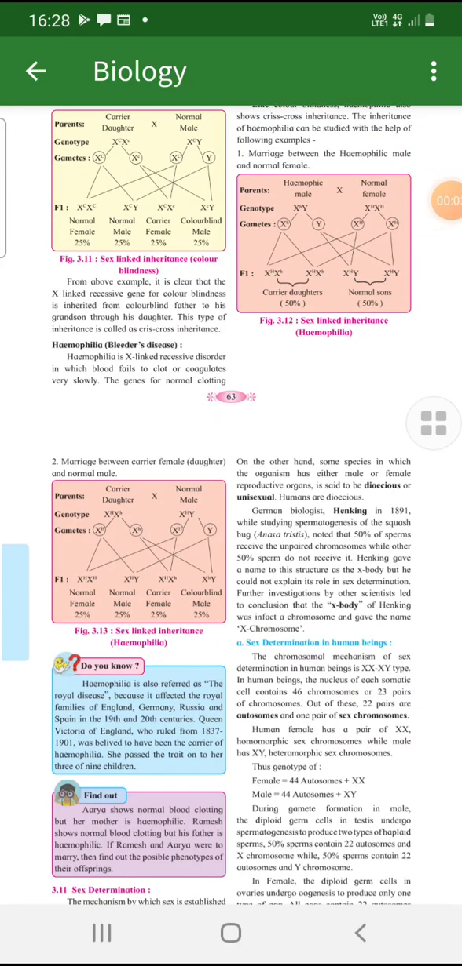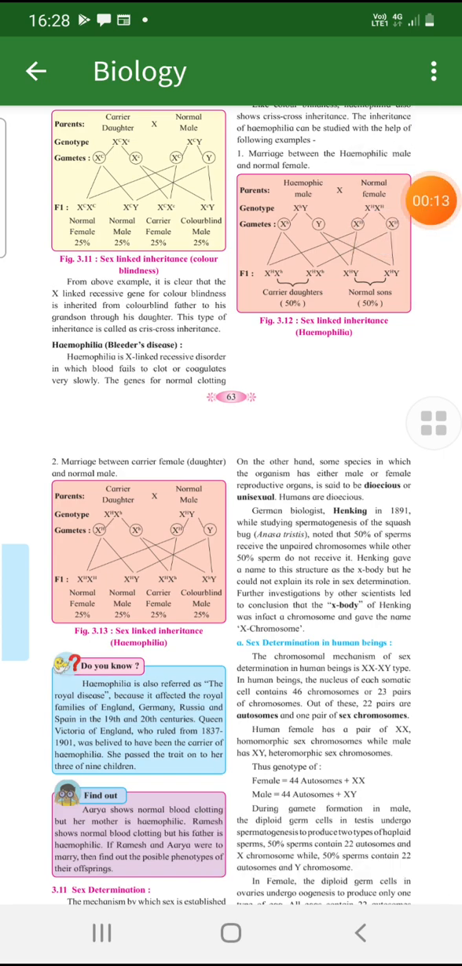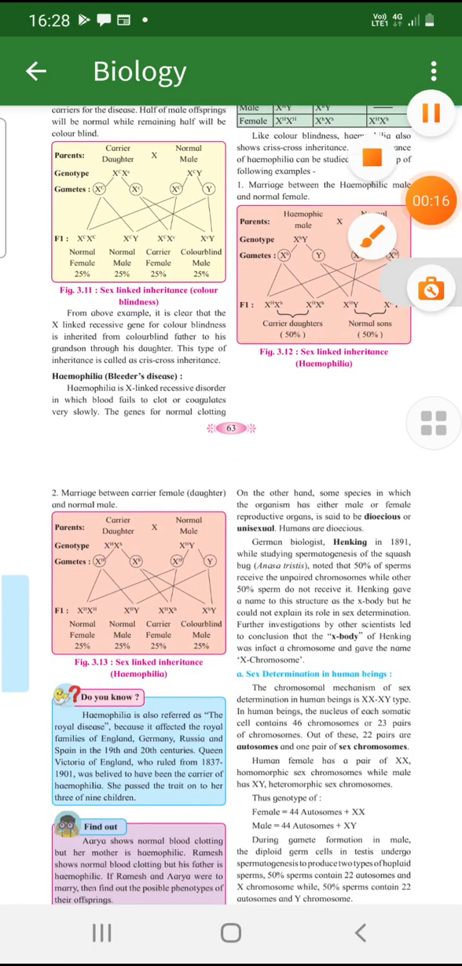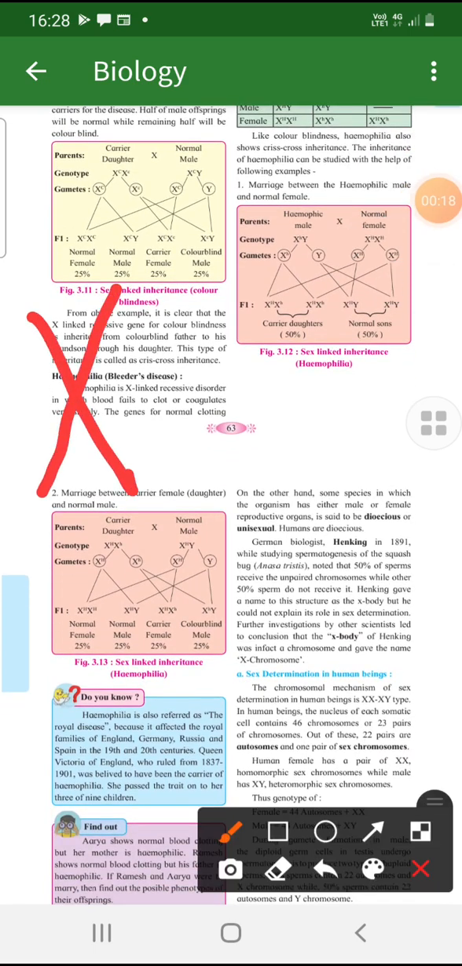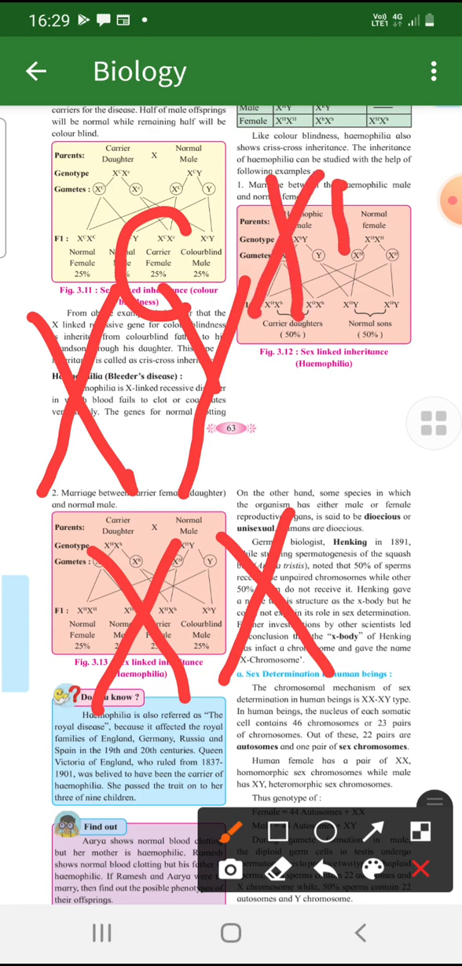We understood one example of colorblind cross, which was talking about crisscross inheritance, exactly like the colorblind genotype. If I am going to write a male, you write XY as a male, and if you write a female, XX. Now if this male is normal for colorblind, then it should be having capital C. If this male was a colorblind male, then it would be small c, right?